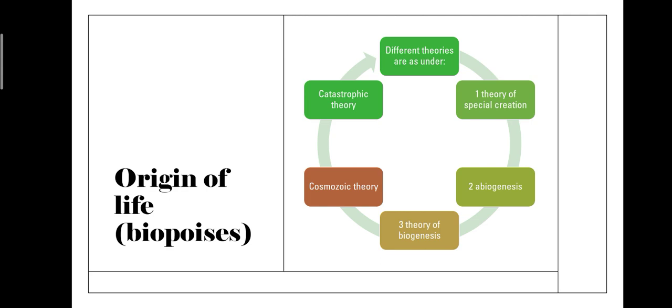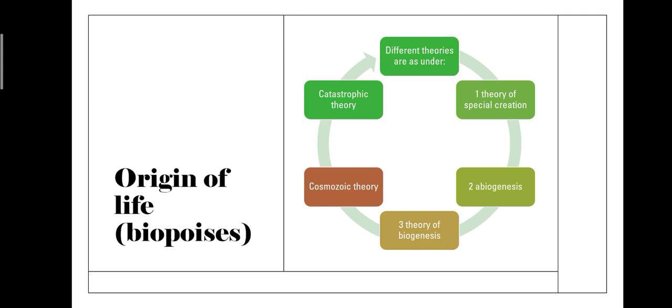Origin of life, also called biopoiesis. Life is an inherent power of an organism to use materials and energy of the environment in its metabolism and to reproduce before death. And the theories for origin of life are as under.